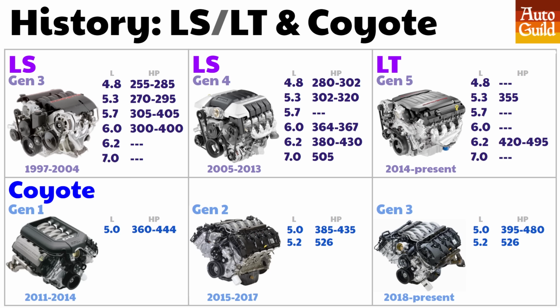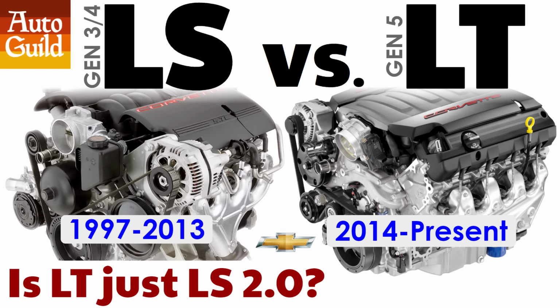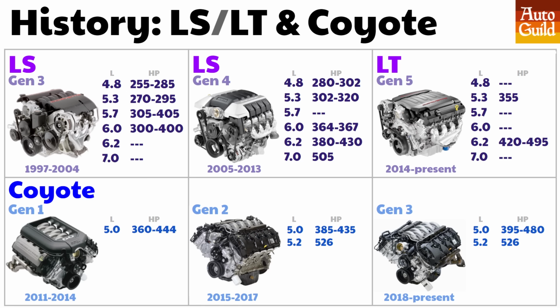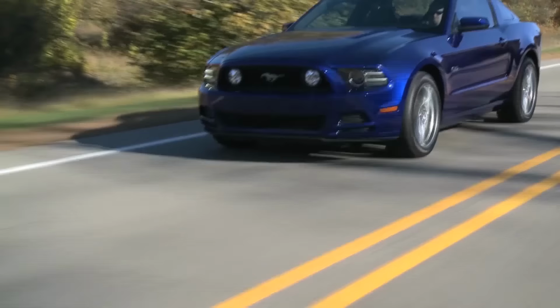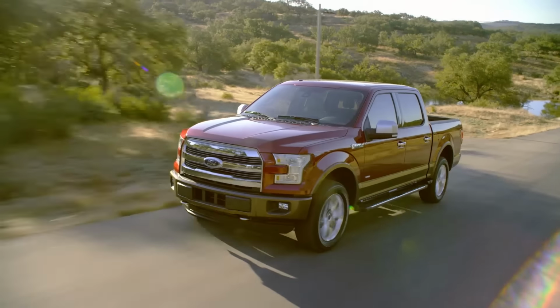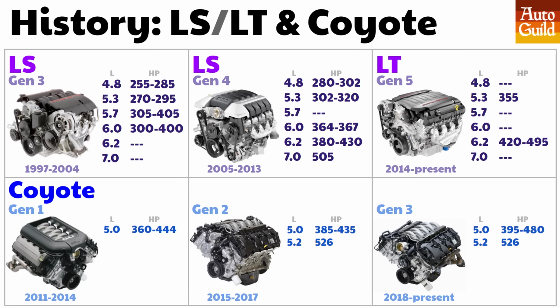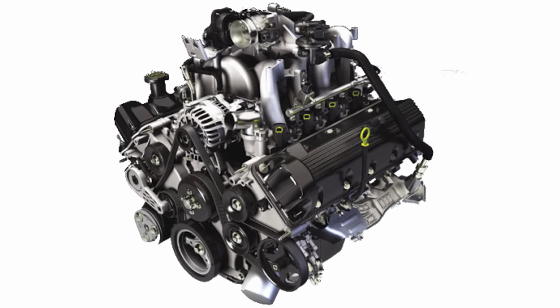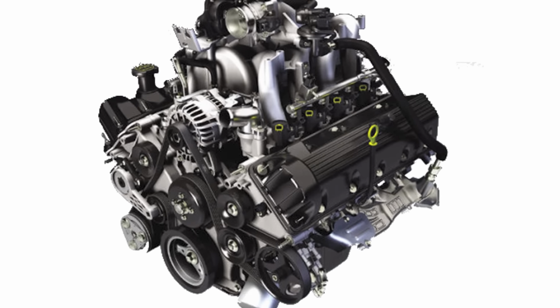If you want details on the LS or LT, I've got videos for that, but we haven't talked about the Coyote at all. The first generation Coyote engine was in production from 2011 to 2014, was available in the Mustang GT and the Ford F-150 pickup truck. But it was sold in much lower production numbers than the LT, and we'll get to that in a second. Just like the LS and the old 4.6-liter modular Ford engine, the Coyote has an all-new design with some features carried over from the modular family, but there is no interchangeability between the two engine families.